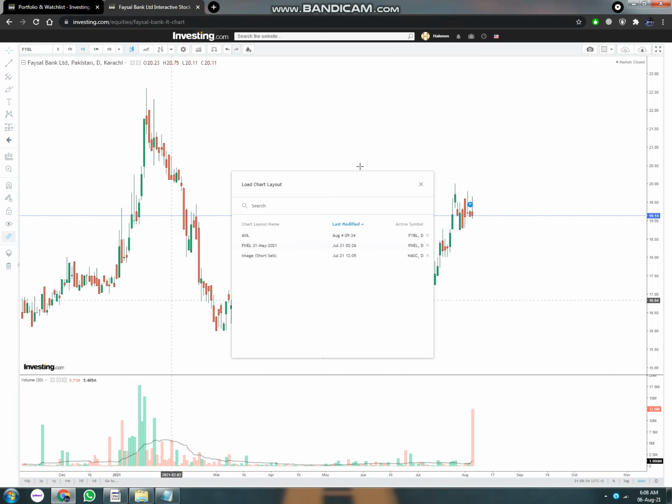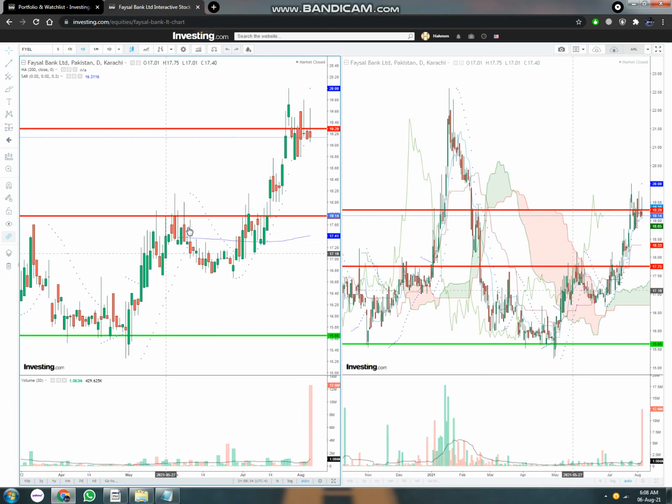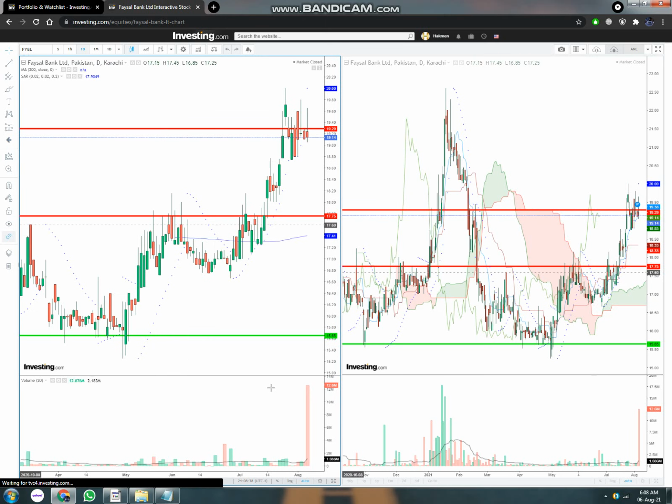So now let me show you my chart layout, how I laid out this particular chart. Now you will see which type of indicators I use. You guys might know the indicators that I use mostly.